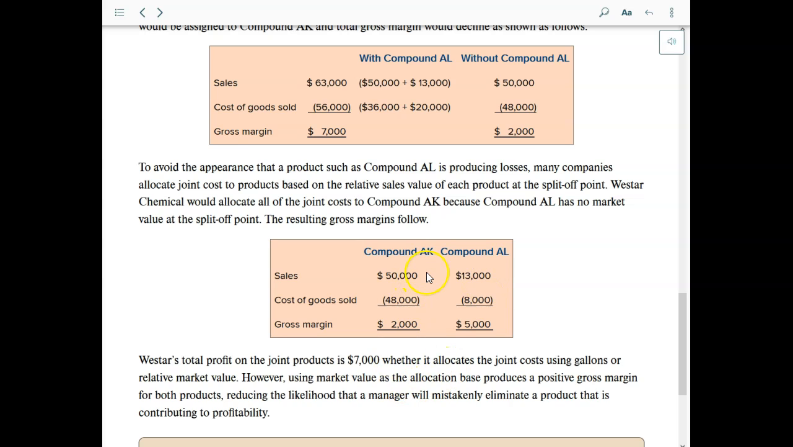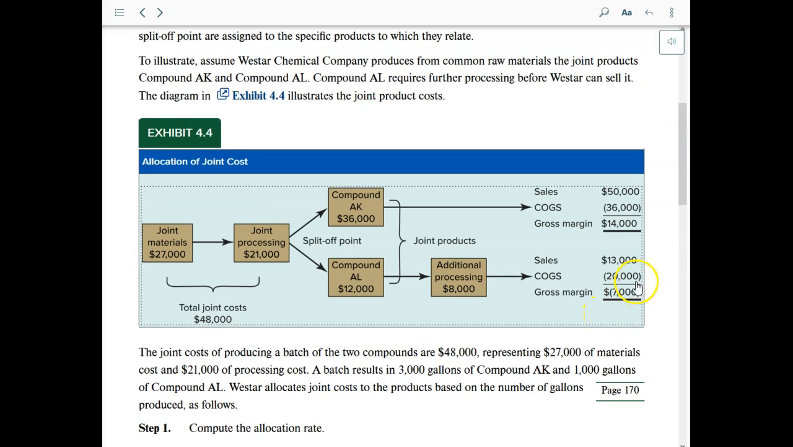And that's what this looks like. AK, we can sell it for $50,000, cost of goods sold $48,000, $2,000 gross margin. But compound AL, we can get $13,000 if we spend $8,000 to process it further, have $5,000 gross margin. There's your $7,000 back. See? Again, we're sort of just playing with the numbers. So here's $7,000 right here. So you either make it look like this, $7,000, positive 2, positive 5, or positive 14, negative 7.